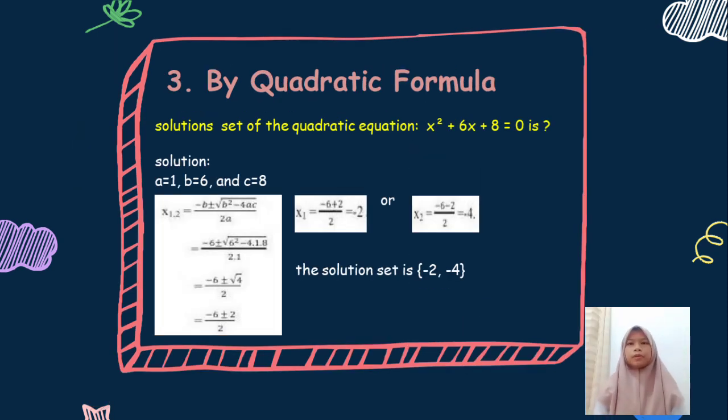Next, let's see the example for the quadratic formula way. The solution set of the quadratic equation x squared plus 6x plus 8 equals 0 is: first, determine the values of a, b, and c.